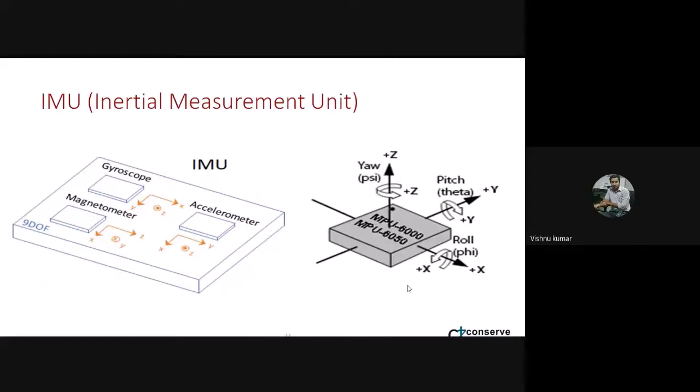If someone is not clear, seeing this picture, everyone will get clear about that. In the IMU, there will be a gyroscope, magnetometer, and accelerometer, each giving XYZ axis parameters, and using this IMU we can capture 6 degree of freedom movements.